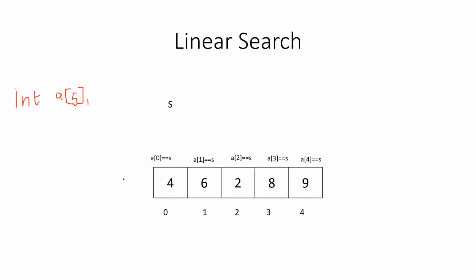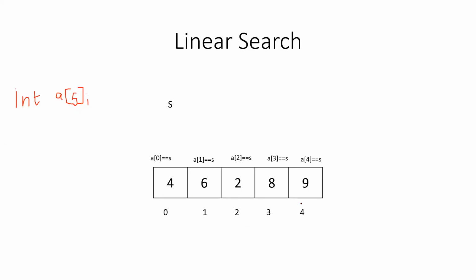Now, what is the first element in the array? What is the element present in the first position? First position. The element in the first position is 4, right? What is the element present in the fifth position?